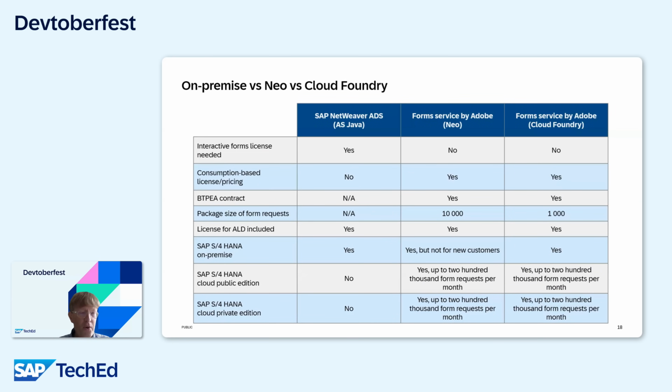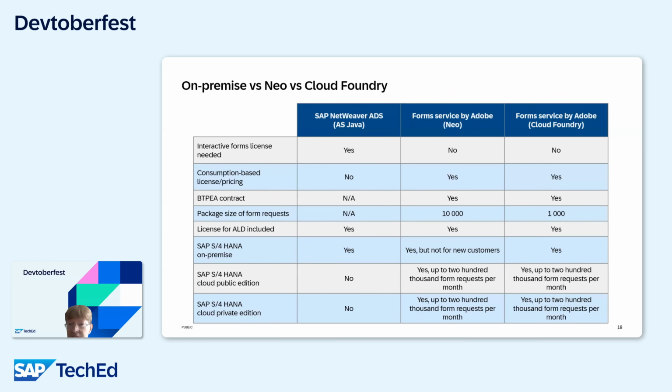There are two different platforms you might hear about. One of them is called Neo and the other is Cloud Foundry. And of course, there's on-premise as well. So I've created a table here comparing them. On the left-hand side, there's SAP NetWeaver ADS AS Java. That's the on-premise solution. In the middle, there's Neo. Neo means new, but unfortunately, in this case, it's the old solution, the old cloud solution. There are some customers who are still on Neo. There are a very small number of customers who have to be on Neo because something is not yet supported on Cloud Foundry. But the new go-to platform for the vast majority of customers is Cloud Foundry on the right-hand side. That's what we recommend.